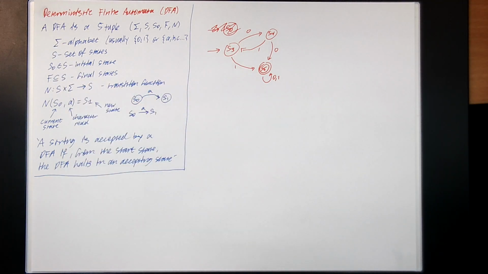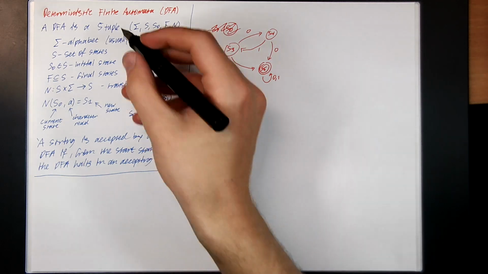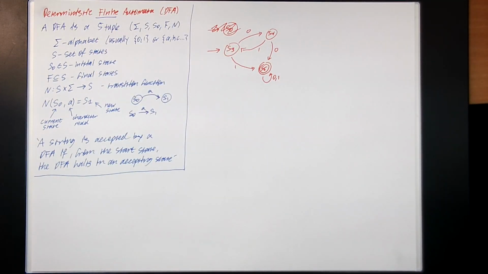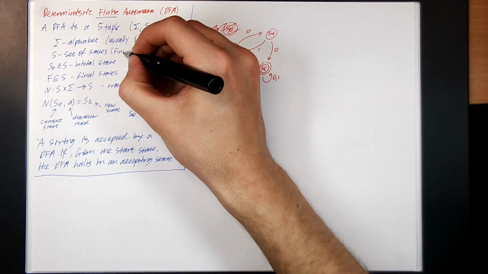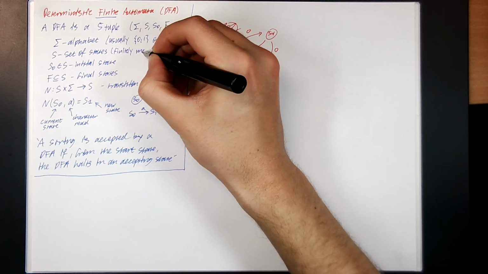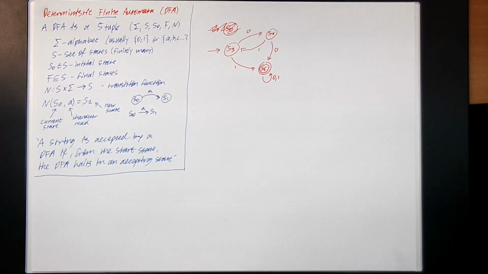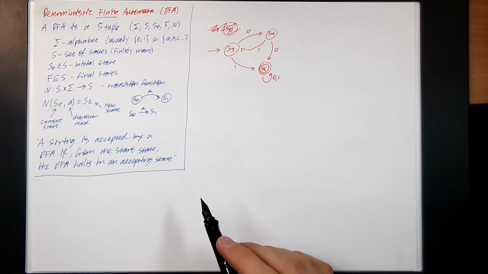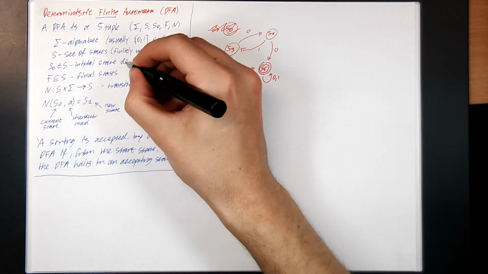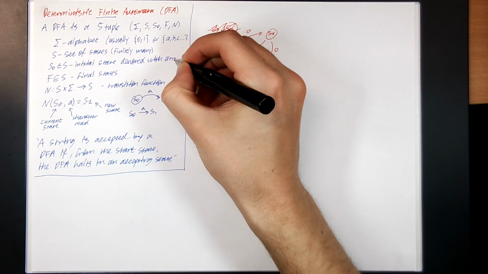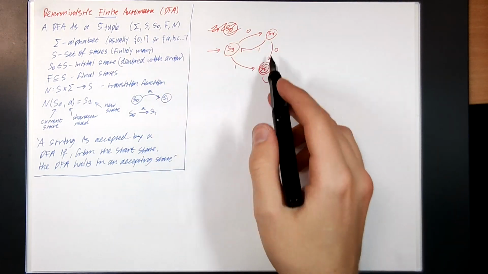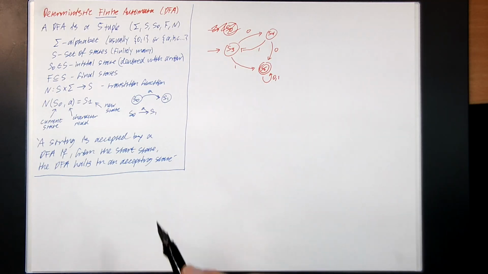Capital S is a set of states. The finite in deterministic finite automata tells us that there are always finitely many states, so there can't be infinitely many states. Finitely many. Okay? S naught, which is an element of S, is the initial state. The initial state is the state that you start from when you start reading a string. Initial state is always denoted with an arrow pointing into a state. So as you can see here in this diagram, S3 is the initial state.